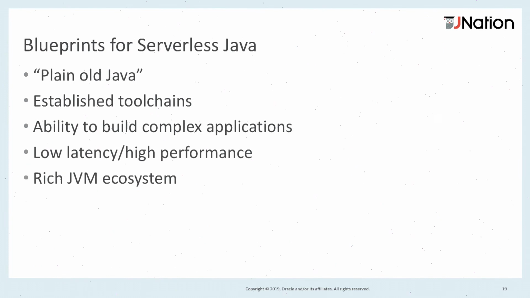So at Oracle, when we started to work on our FaaS platform, we wanted to make sure that Java can be used to write serverless functions, that Java can be used as the default language for writing serverless functions. So we set ourselves some goals, things that we would like to achieve when it comes to writing serverless functions with Java, like the ability to use plain old Java, the ability to use the existing toolchain, the ability to build complex applications, and so on. So that's basically what we will go through today.